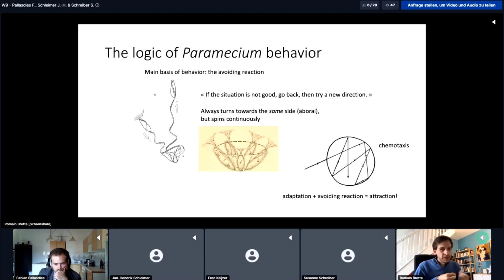There's no direct feedback in the sense that you know where to go or you know what error you've made. It's just something is not good, I try something new. It's more Darwinian if you think about it. That's actually how Jennings likes to describe it.